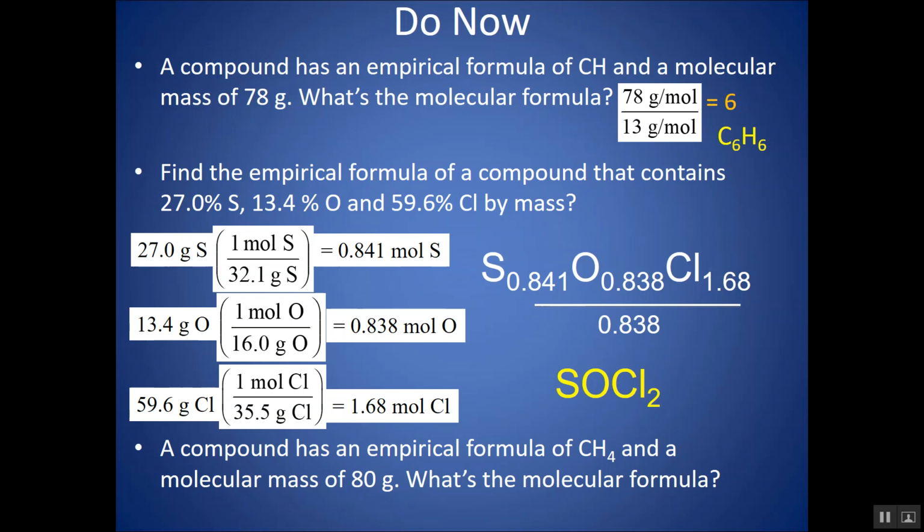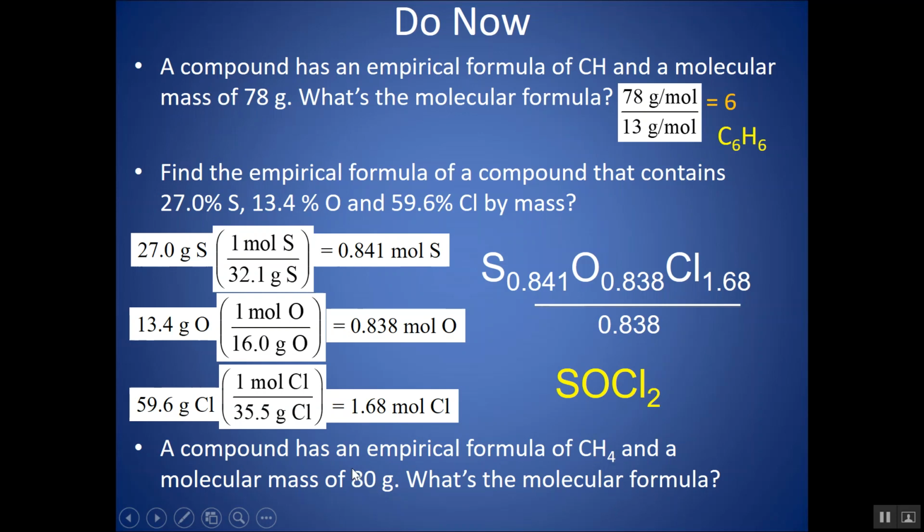If I were to get something like 2.5 here, then I would just need one extra step where I multiply all the subscripts again by 2 to scale it up by a factor of 2 to get rid of that 0.5, but I don't have to here. And this question here is just very similar to the first one, just practicing again with different numbers. So here's my empirical formula.